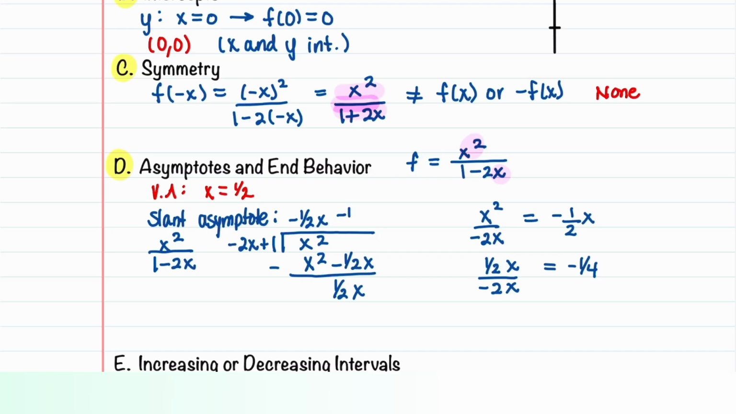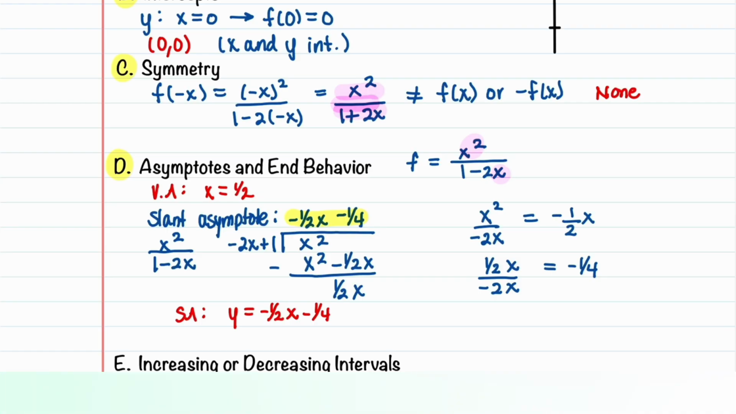So we put that up top. And there's our answer. That wasn't too bad. So we can write down that our slant asymptote is y is equal to minus 1/2 x minus 1/4.